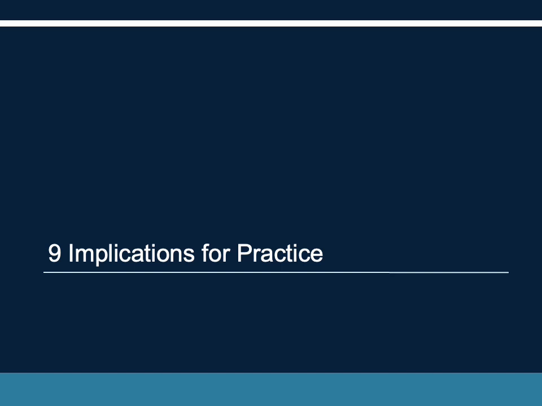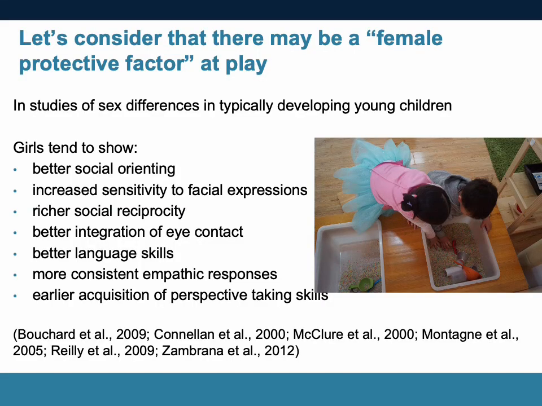So what are our implications for practice, particularly in the assessment of young girls? Well, first of all, let's think about this idea in the literature that there may be what scientists are calling a female protective factor at play. What this basically means is that maybe there are biological differences in how our brains and nervous systems are structured, such that girls have a biological advantage to be kind of geared up to be a little more social than their male counterparts to start with. These are controversial theories. They go into evolutionary biology in ways that we don't have time for today, but they're really interesting.